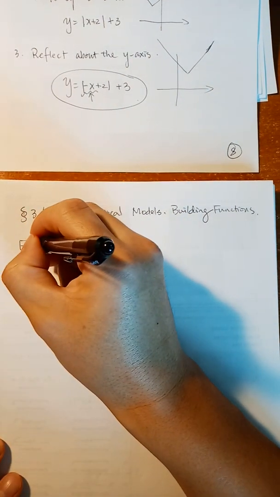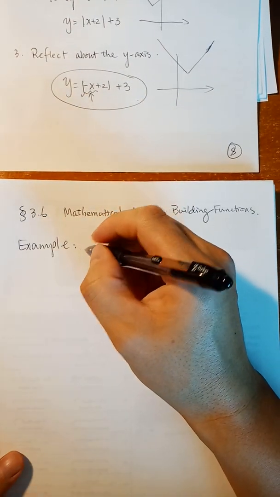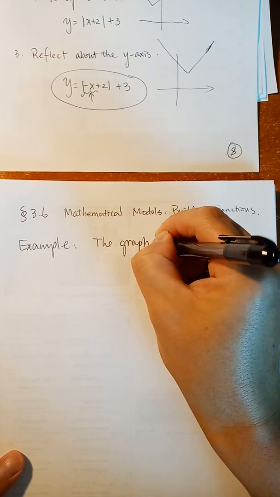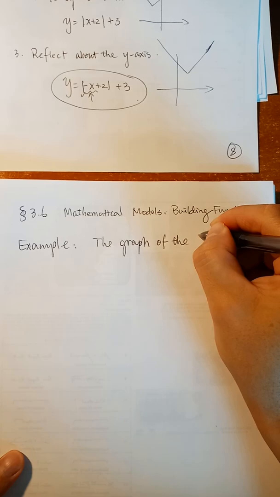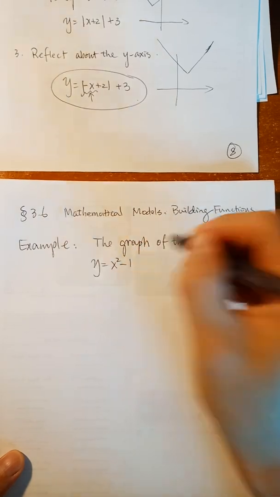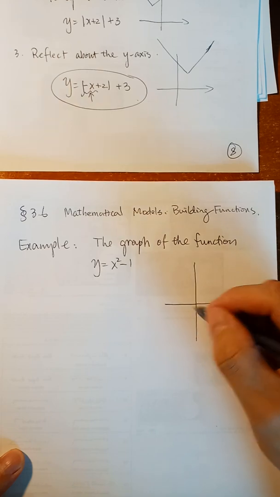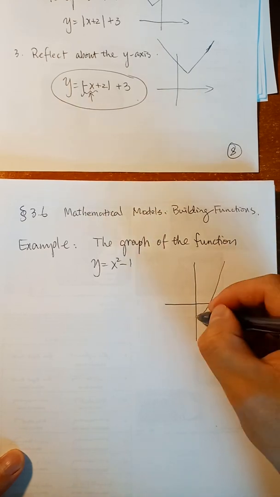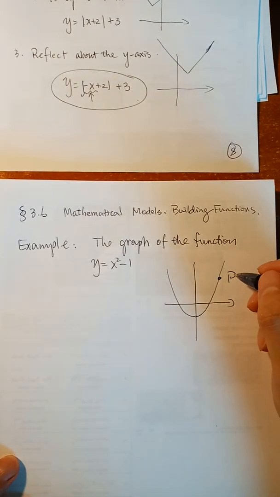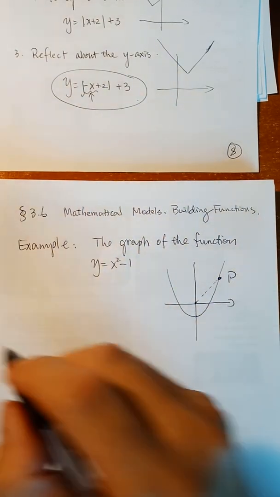Okay, so first example. We have a graph of the function y is equal to x squared minus 1. So we know that you have y equal to x squared, and you shift it downward 1 unit. So it's like this. And you have a point on this graph, and then you can connect the point with the origin.